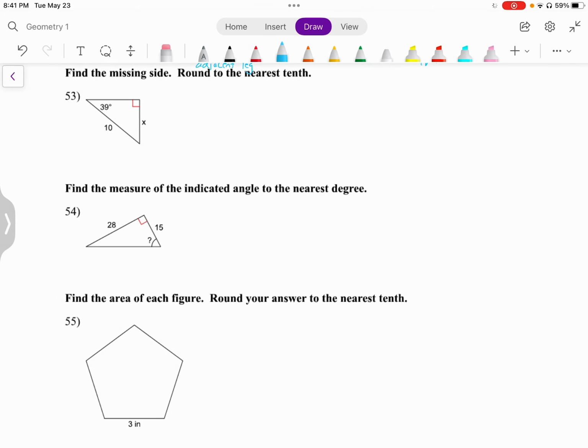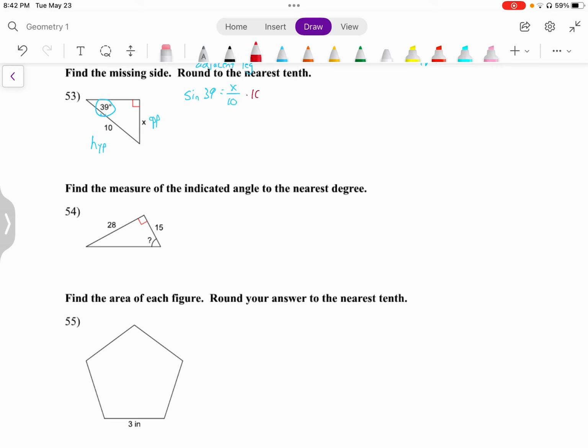This one just says find the missing side. So we don't have to solve the entire triangle, so let's look through this. This is 39. It's the angle we're working with. X is opposite that, and 10 is the hypotenuse. So we're thinking to ourselves, which trig ratio deals with opposite and hypotenuse? Well, that is sine. So we write the sine of 39 equals opposite, which is x, over hypotenuse, which is 10.